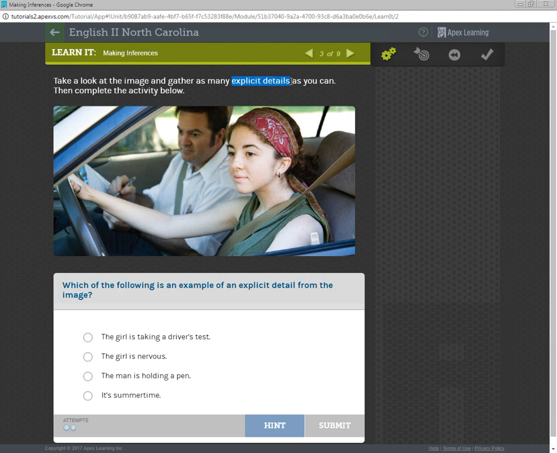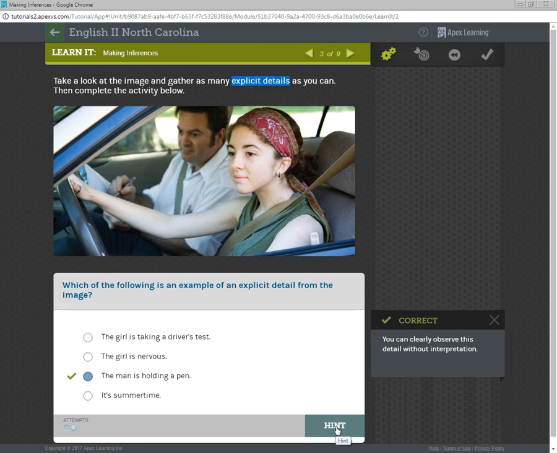So another thing to remember about explicit detail as you're attempting to write your answer is an explicit detail can be proven. If you selected, the man is holding a pen, you are correct because you can clearly observe this detail without trying to interpret. Now, we could probably interpret that the girl is taking a driver's test because she's young, he's older, he has a clipboard in his hand. So we can make that inference, but the most explicit telling us detail is he's holding a pen.